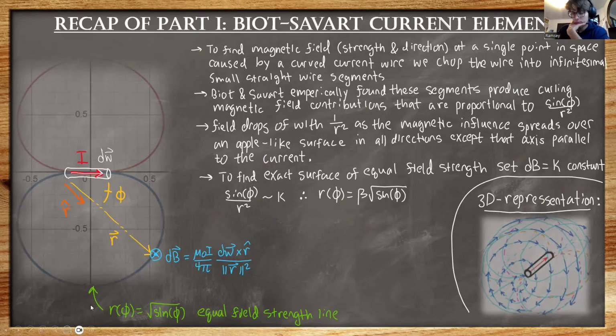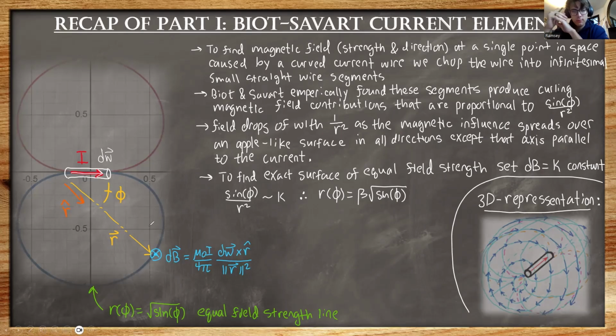Then, in order to get into the curvy wire, we had to start talking about the Biot-Savart current element. Biot and Savart were two gentlemen, I believe, in the 1820s. They empirically found that short little stretches of wire tend to create a specific kind of magnetic field. So even if this isn't a really long wire, but a short, really stubby bit of current wire, the magnetic field still curls azimuthally around that wire.